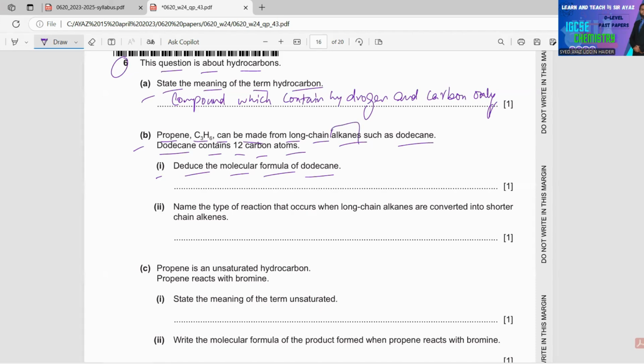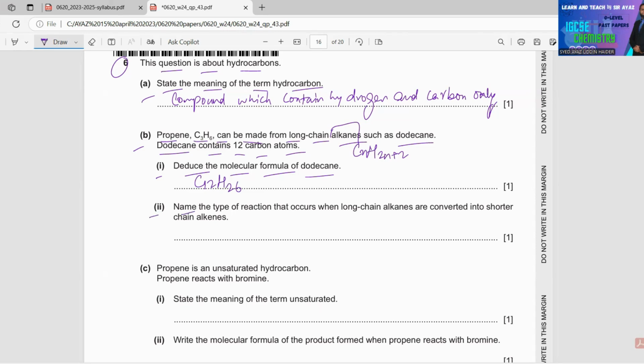So dodecane is an alkane. You know the general formula of alkane, CnH2n+2. You know the number of carbon atoms here. We have 12. So value of n is 12. So you write C12. 12 multiplied by 2 is 24. 24 plus 2 is 26. H26. This will be the final molecular formula of dodecane.